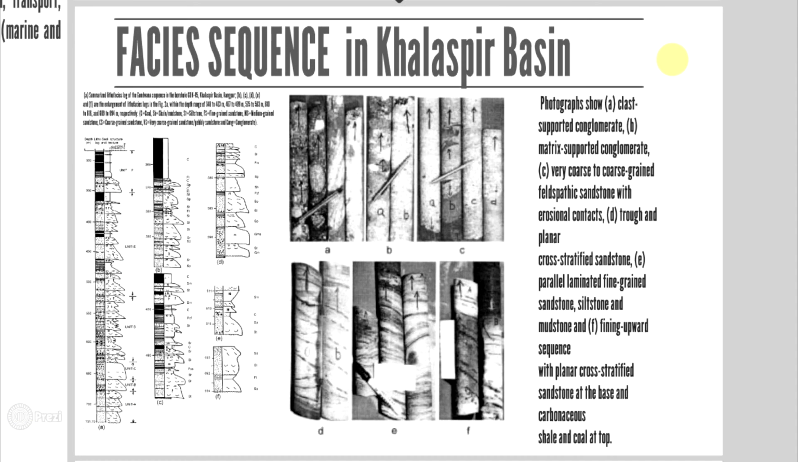Facies sequence in the Barapukuria Basin. Figures show A, clast-supported conglomerate; B, matrix-supported conglomerate; C, very coarse to coarse-grained feldspathic sandstone with erosional contacts; D, trough and planar cross-stratified sandstone; E, parallel laminated fine-grained sandstone, siltstone, and mudstone; and F, fining upward sequence with planar cross-stratified sandstone at the base and carbonaceous shale and coal at top.